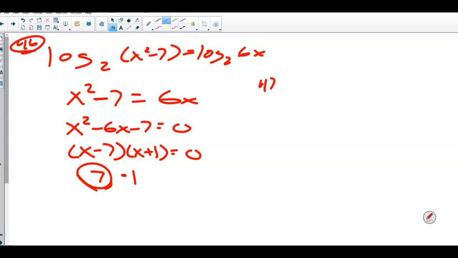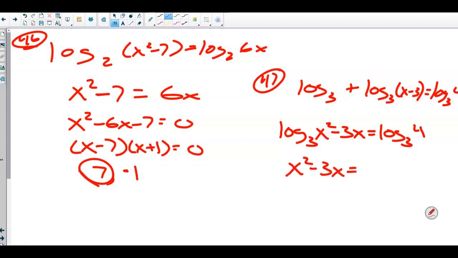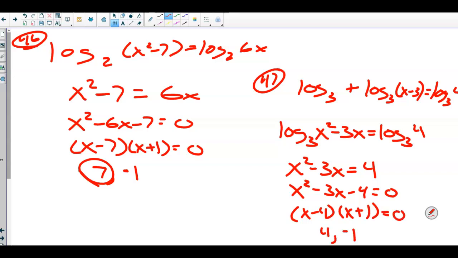For number 47, same deal with one extra step. And we need to remember that when we add, we multiply. So log base 3 of x squared minus 3x equals log base 3 of 4. And I'm going to take these two terms, x squared minus 3x, and set them equal to 4. x squared minus 3x minus 4 equals 0. And it's x minus 4, x plus 1. My answers are 4 and negative 1.